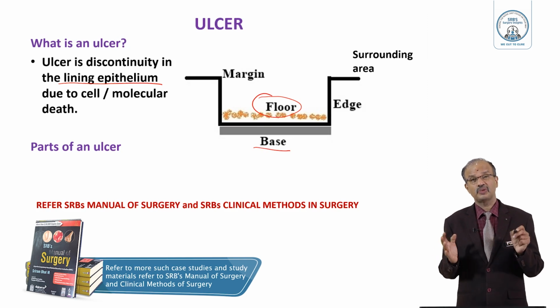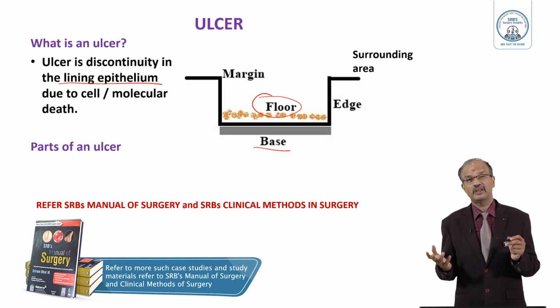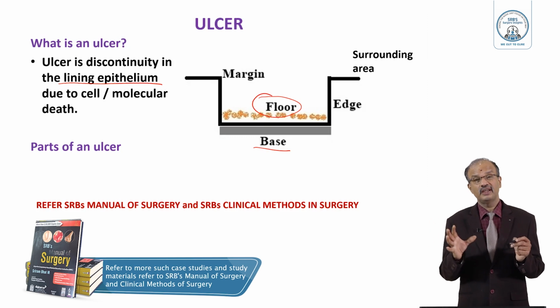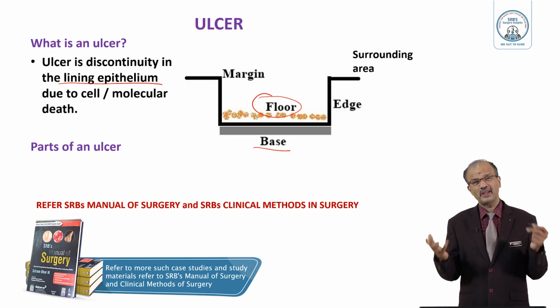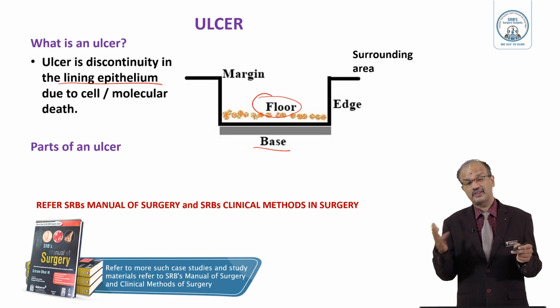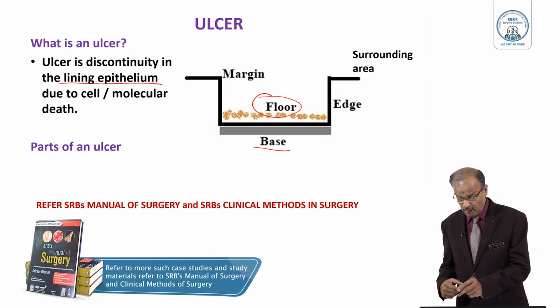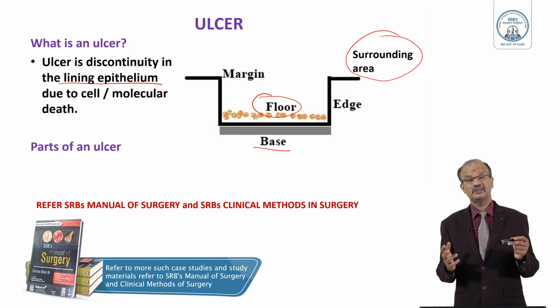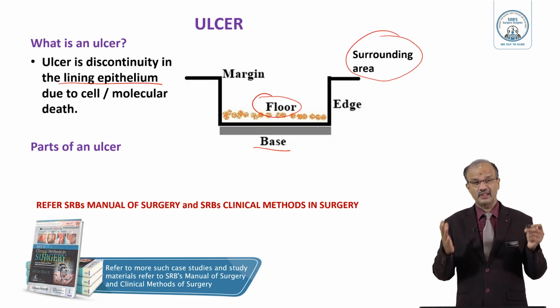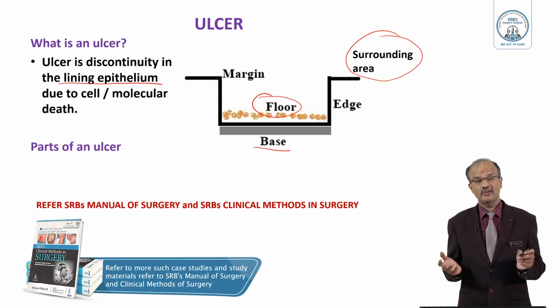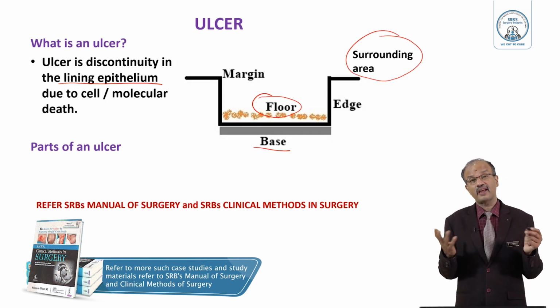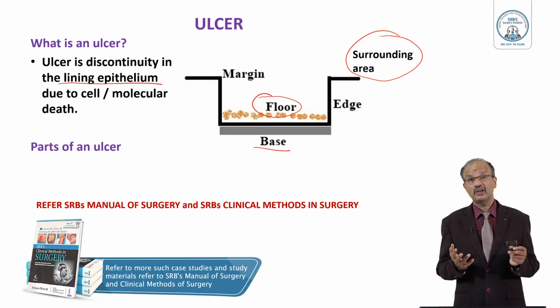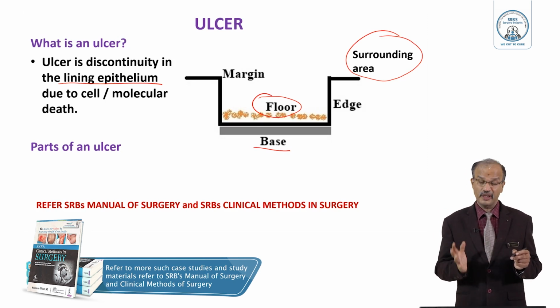Whether the base is fixed to what? Bone, muscle, fascia, whatever. You have to assess by checking the mobility of the ulcer in two directions. In many chronic, long-standing large ulcers it may fix to the bone. And the surrounding area is also important, whether it's pigmented, hyperpigmented, edematous, red, all those things, whether there are features of active inflammation or not. So the surrounding area gives a fair idea about what type of ulcer it is and how the ulcer is progressing. All this information it will give clinically if you carefully look into the ulcer.